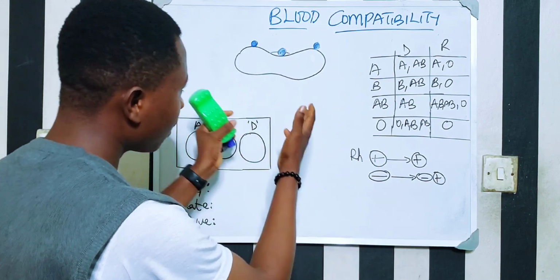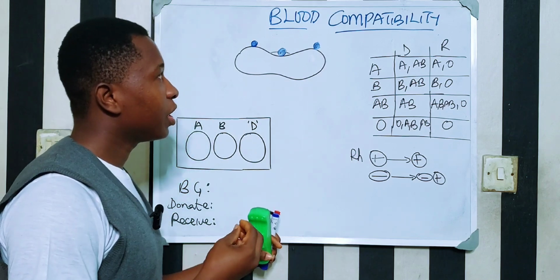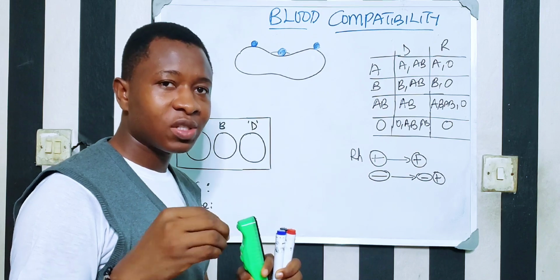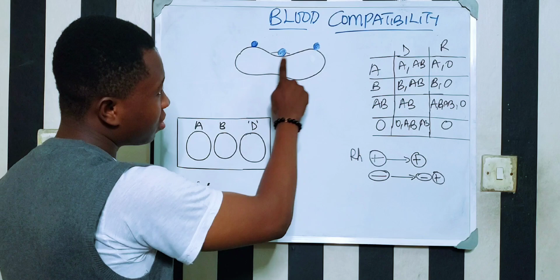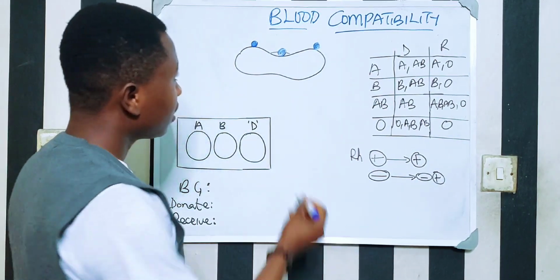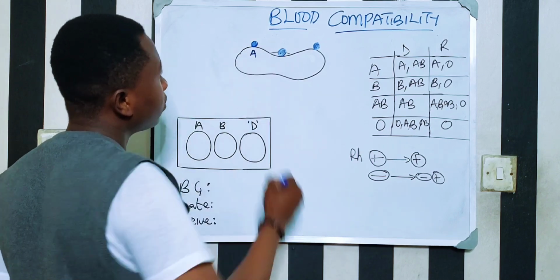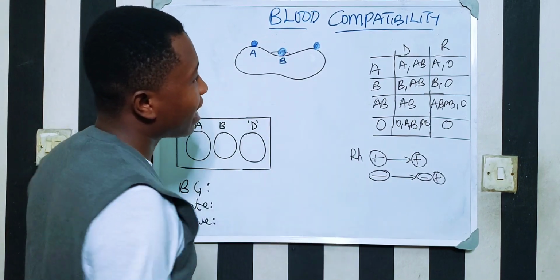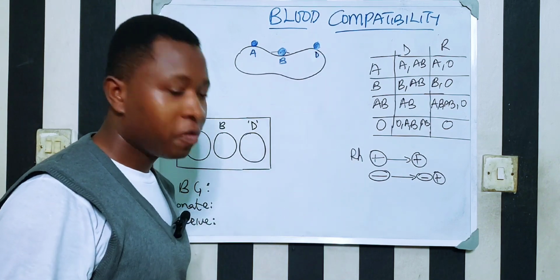Okay, now moving over to this, let's assume this is a red blood cell. Now, on the red blood cell, there are specific proteins or genes that code for certain proteins, right? And they are found on the surface of the red blood cell, like I discussed in my last video. Let's assume this is antigen A. This is antigen B. And this is the antigen D, which is the rhesus factor.